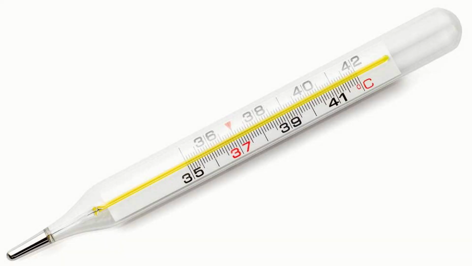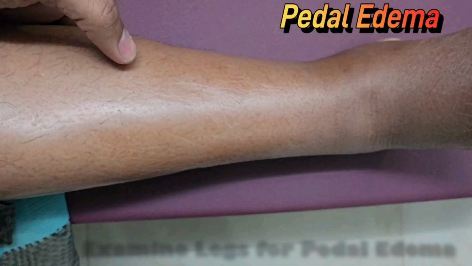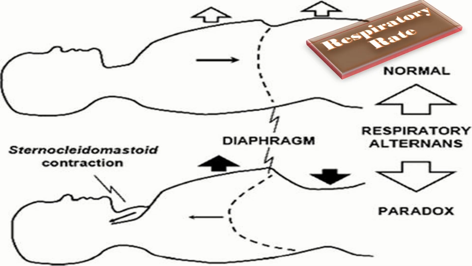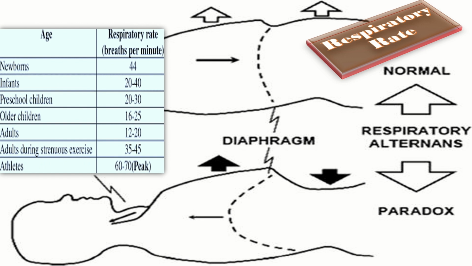So now you have given enough time for temperature recording. So take thermometer back from the patient and note down the temperature. After that, examine the legs for pedal edema. Now, check the respiratory rate by looking at the movements of the abdomen of the patient for 15 seconds and multiply it by 4. Also check whether it is normal or paradoxical. So here we have the normal respiratory rates at the different age groups.